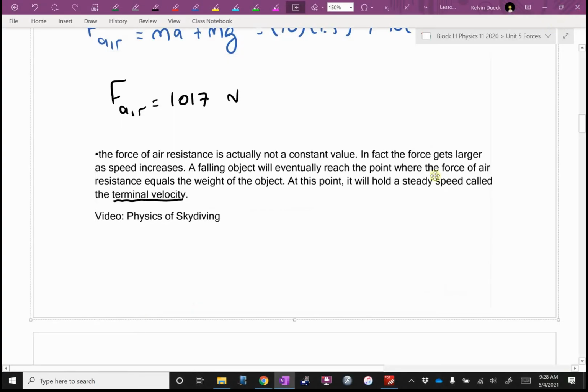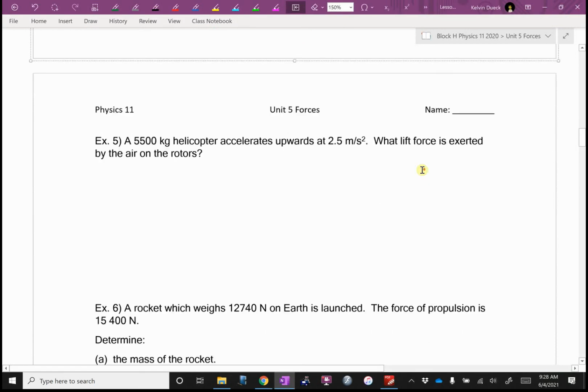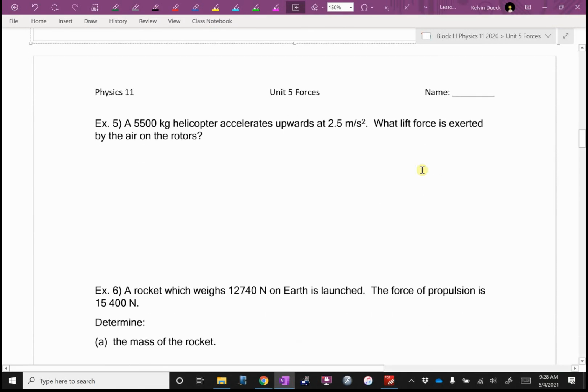Does that make sense? So, hey, let's talk about helicopters and rockets. A helicopter accelerates upwards at 2.5 meters per second squared. What lift force is exerted by the air on the rotors? Liz, what's this question asking me to find? Lift force. I'll call it, how about FL? High tech. Is there more than one force in this question?